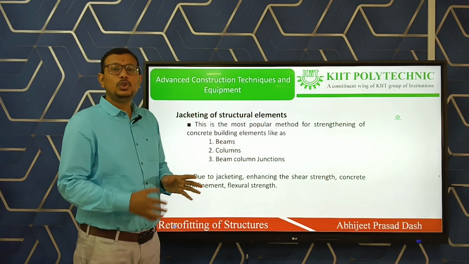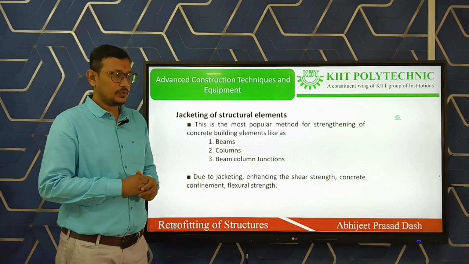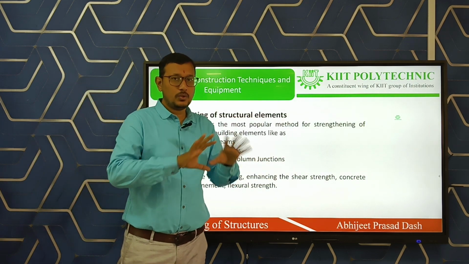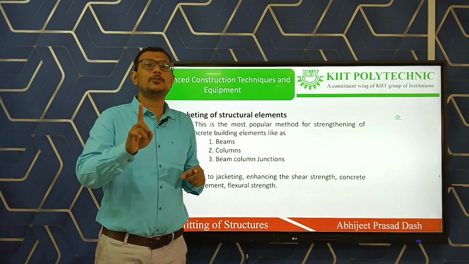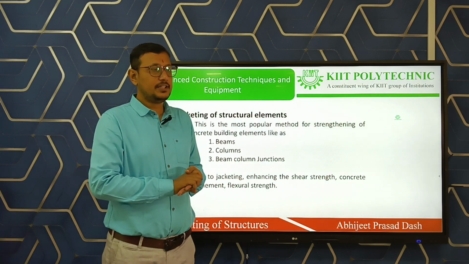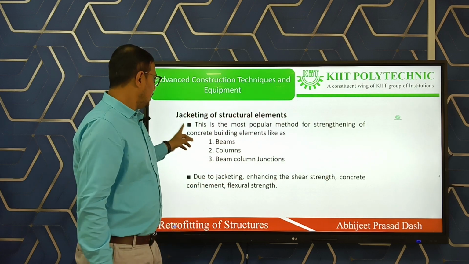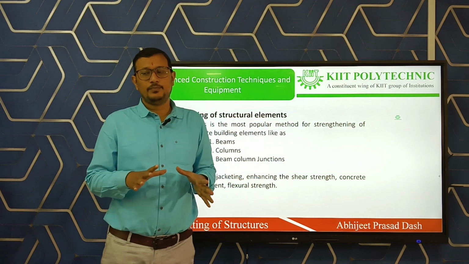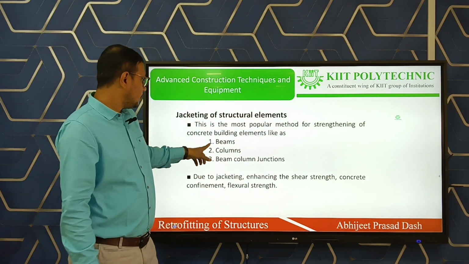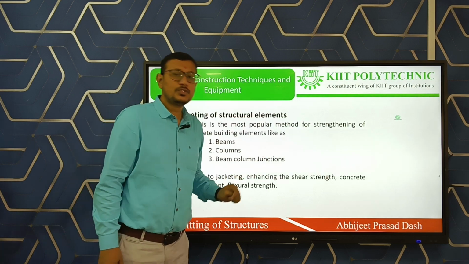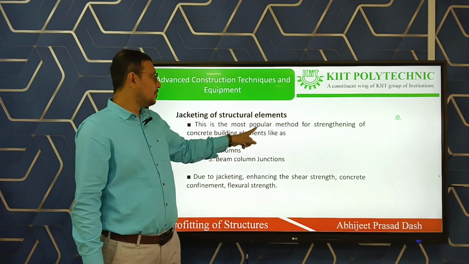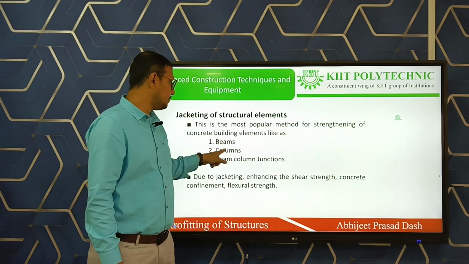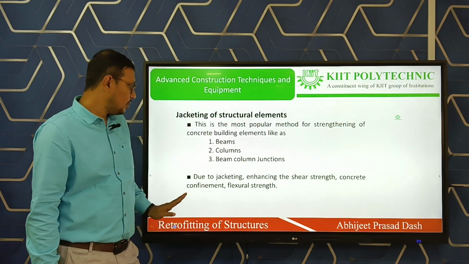Now coming to the local retrofitting techniques. Local means particular components of a building, not the whole building, are to be treated for retrofitting. So jacketing of structural elements: we can jacket the column, the beam, and the beam column junctions. This is the most popular method for strengthening of concrete building elements like beams, columns, and beam column joints. What is jacketing?